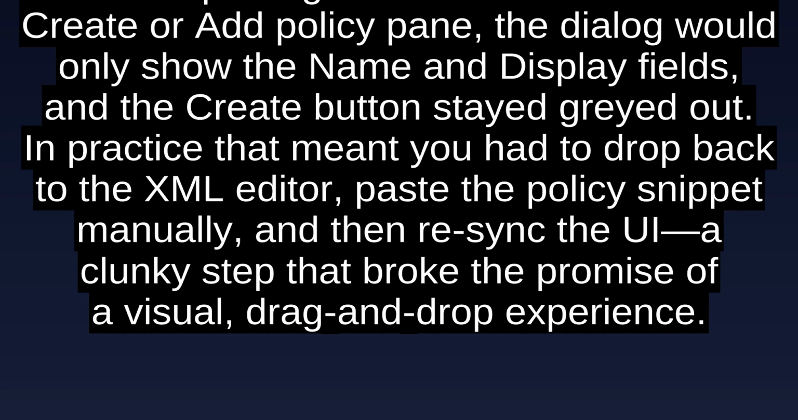Until now, when you tried to add that policy through the Apigee UI, the workflow would stall. After picking Service Callout from the Create or Add Policy pane, the dialog would only show the name and display fields, and the Create button stayed grayed out. In practice, that meant you had to drop back to the XML editor, paste the policy snippet manually, and then resync the UI, a clunky step that broke the promise of a visual, drag-and-drop experience.